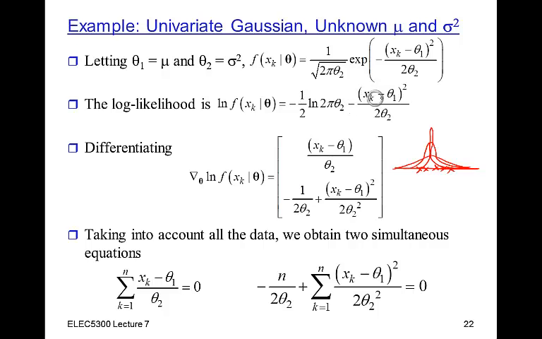minus xk minus sigma 1, but then when I differentiate with respect to sigma 1, I have the chain rule, so the minus minus cancels. So I get xk minus sigma 1 divided by sigma 2.